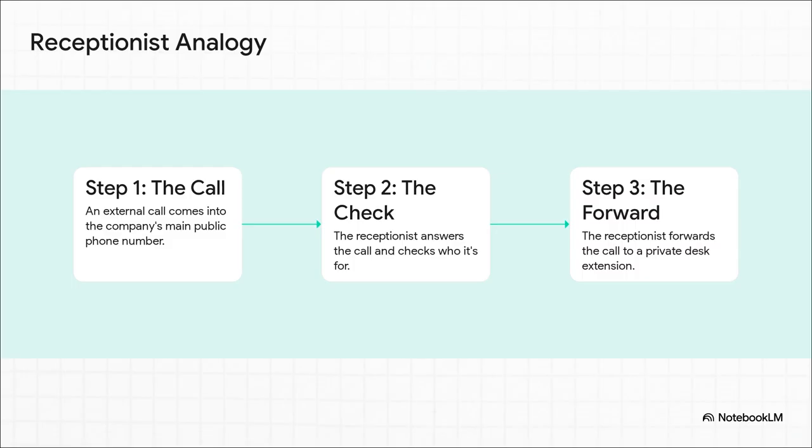So picture this. A call comes in from the outside to your company's main public number. That's your firewall's public IP. The receptionist, that's your firewall, picks up and asks who the call is for. The caller says, "I need to speak to someone in sales." The receptionist then patches them through to a private desk extension, a number that nobody outside the company even knows exists. That is exactly what Azure Firewall is doing, just with data packets instead of phone calls.